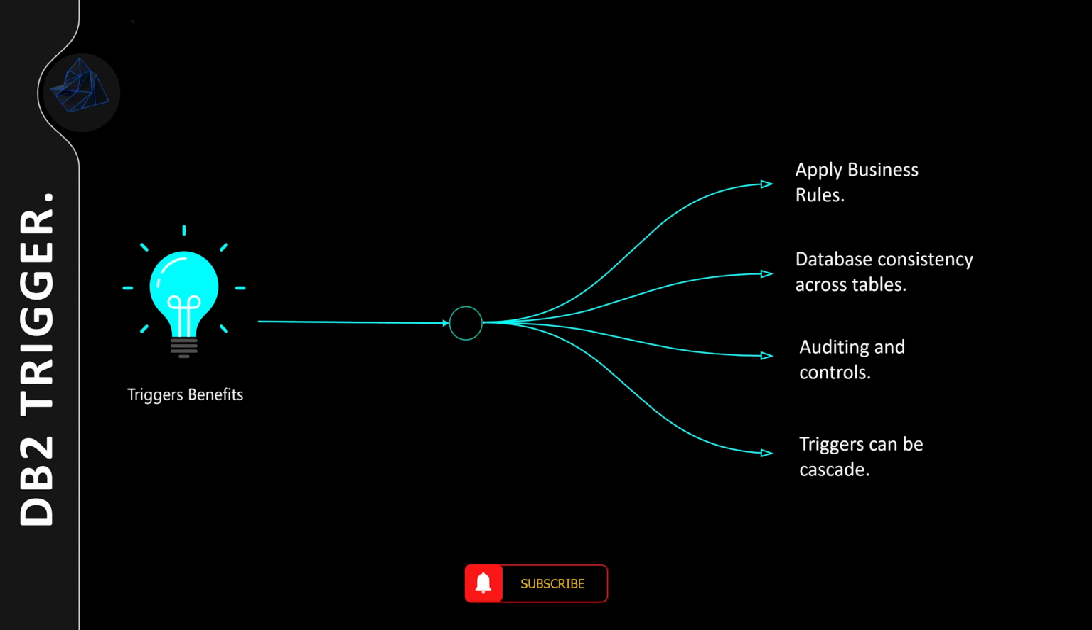Last but not the least, triggers can be cascaded. For example, a trigger which is defined on table 1 can change table 2, which results in the activation of triggers on one or more tables. This powerful capability can result in many changes to the database based on a single change in a single table.